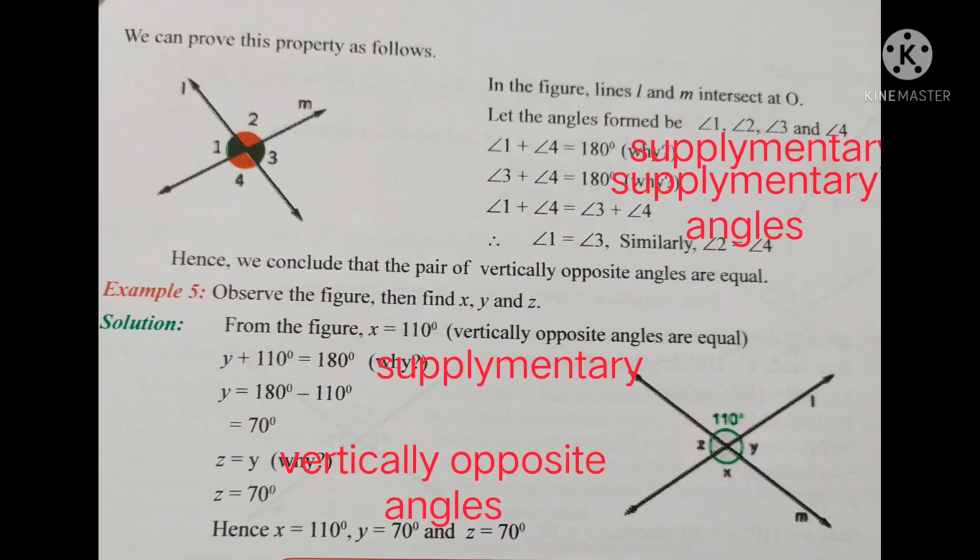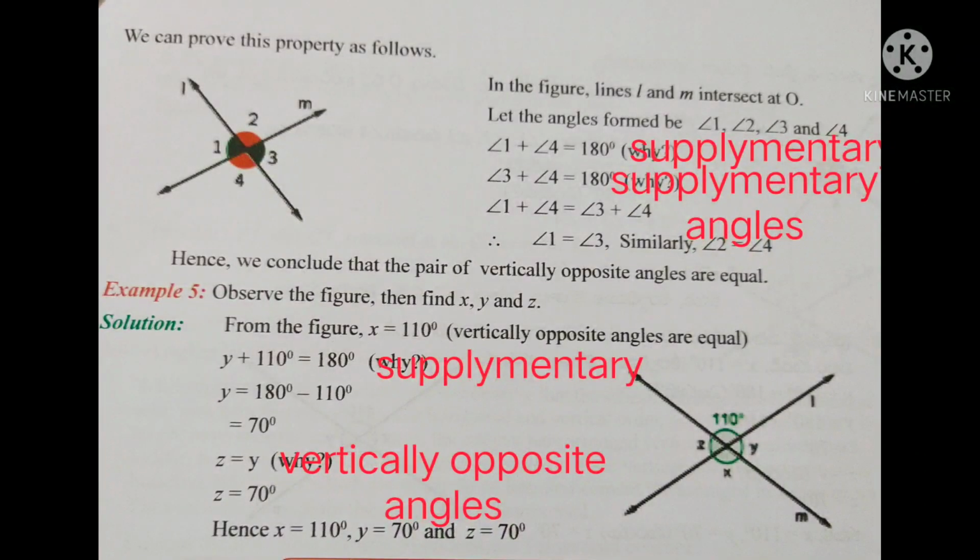Vertically opposite angles are equal. Look at the picture. In this figure, lines L and M intersect at O. Let the angles formed be angle 1, angle 2, angle 3 and angle 4.